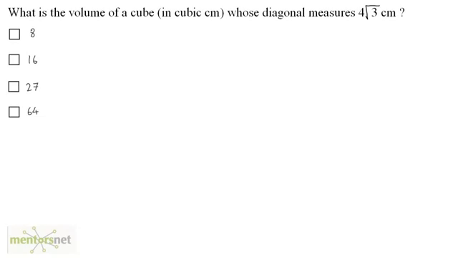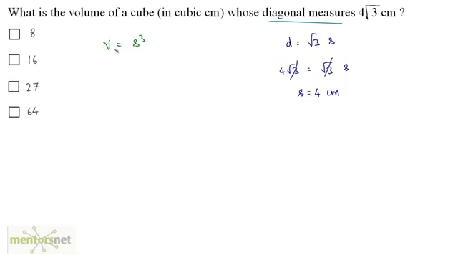What is the volume of a cube in cubic centimeters whose diagonal measures 4√3 centimeters? Well, the volume of a cube is equals to the cube of its side, right? But we don't have the side, we have the diagonal. Well, we can get the side from the diagonal. D is equals to √3 times the side of the cube. The diagonal's length is 4 times √3, and that is equals to √3 times S. This √3 and this √3 go out, so S is equals to 4 centimeter. So the side of this cube is 4 centimeters long.